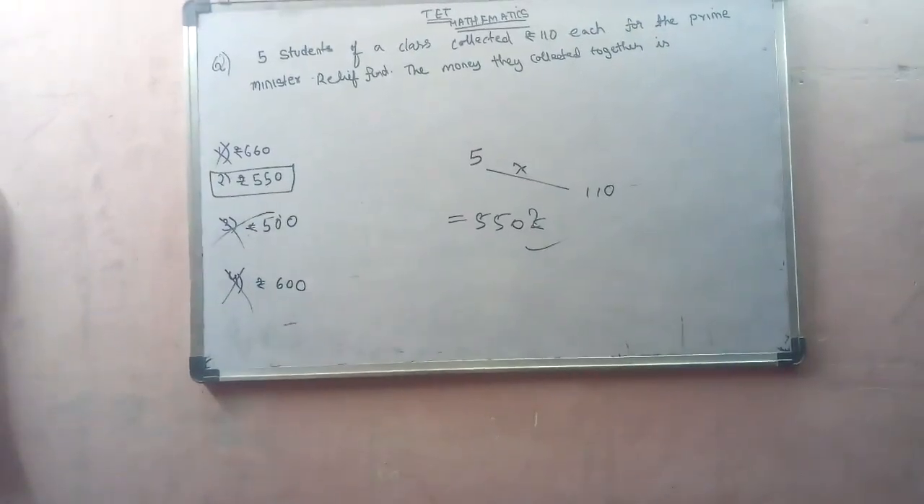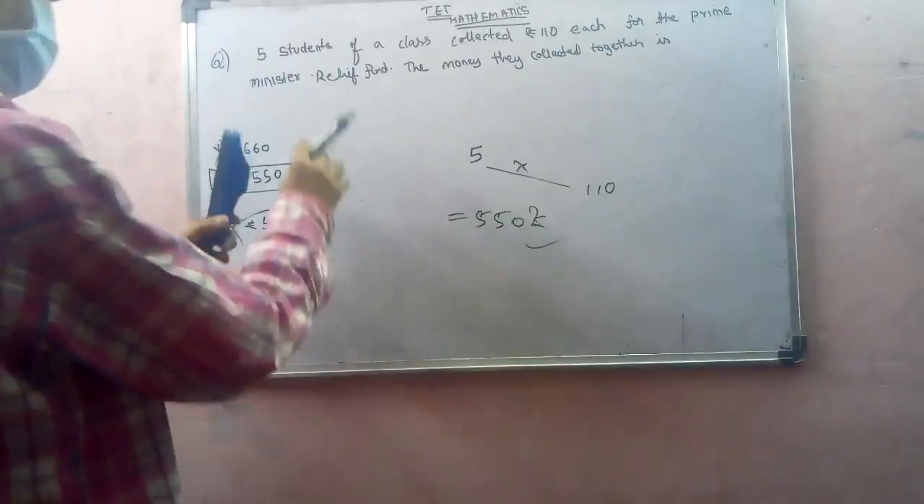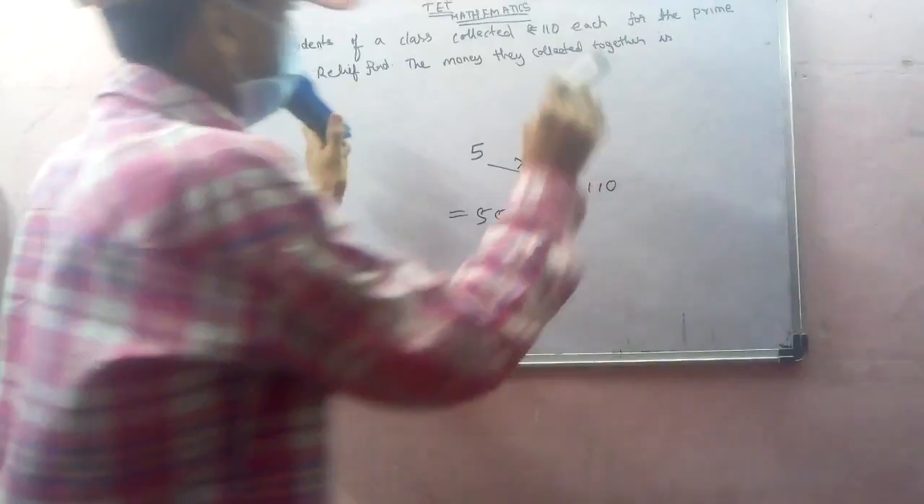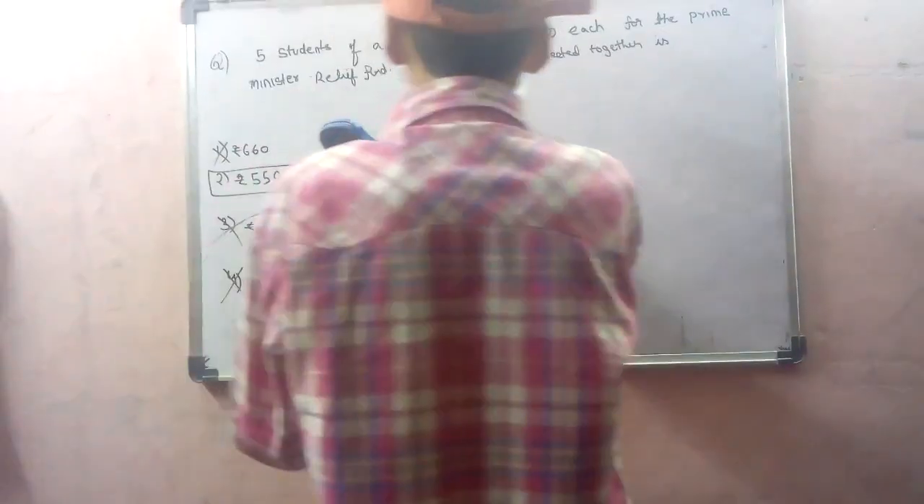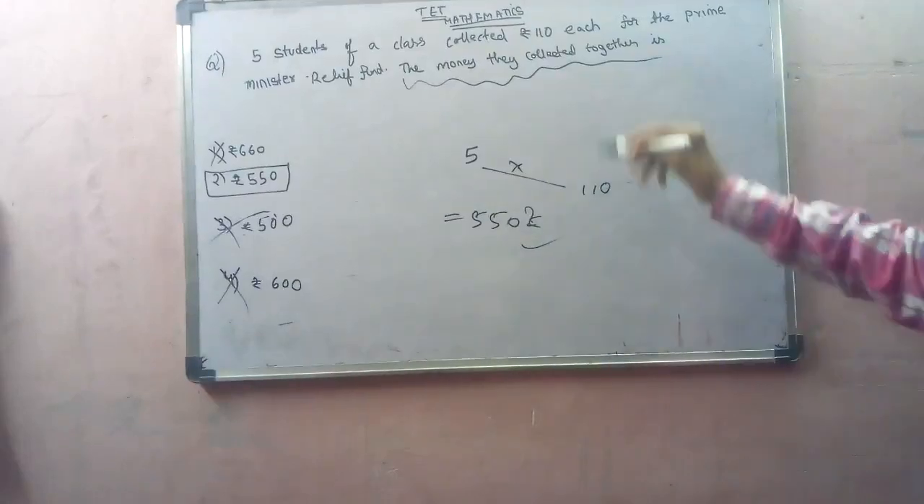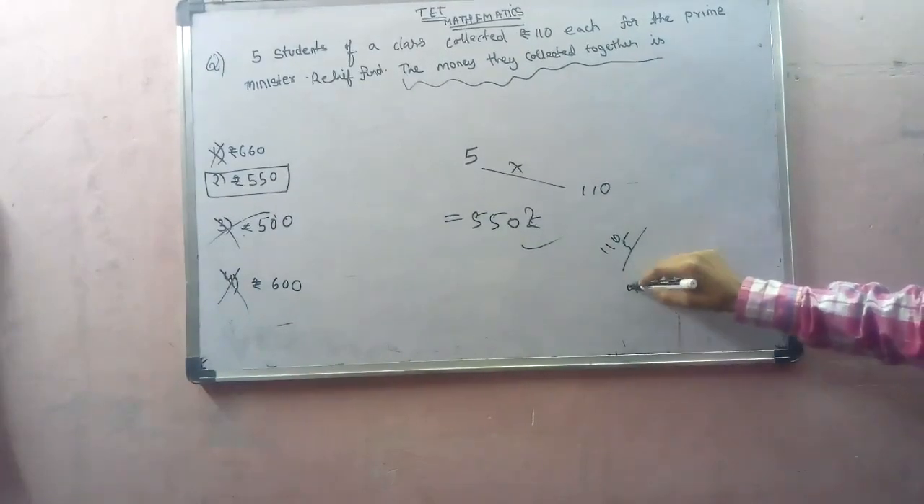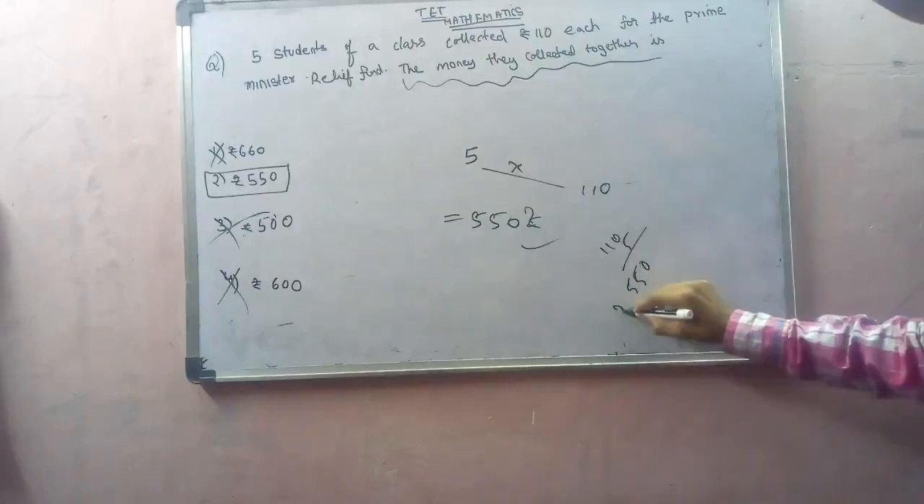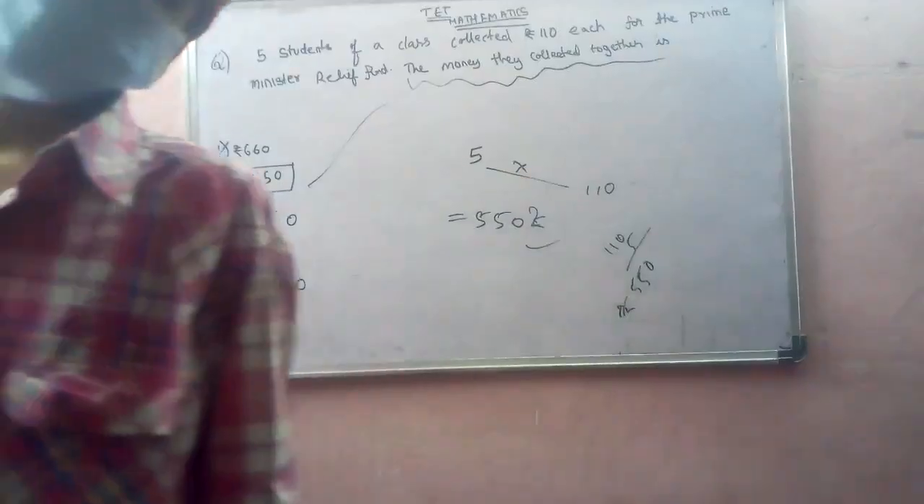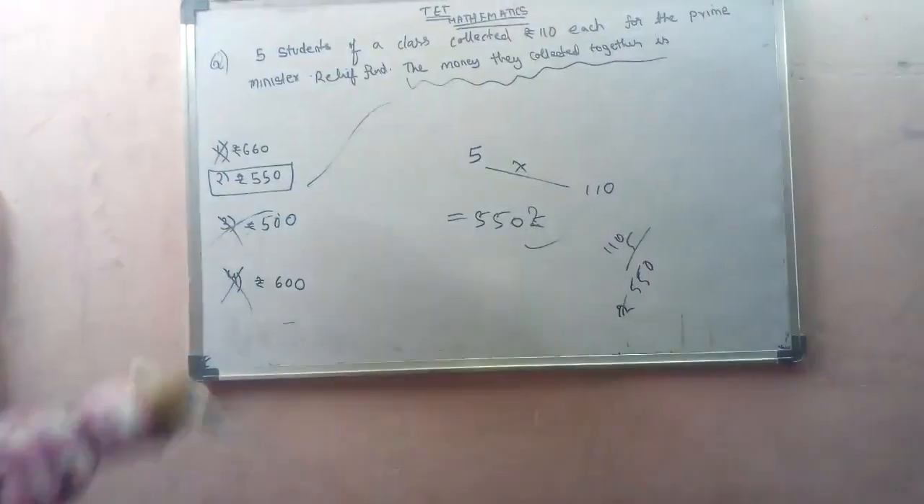See, once again I am explaining. 5 students. They are telling the money they collected together. That's why I multiply 110 into 5. And 110 times 5 you will get 550. That's rupees 550 is the correct answer. That is option number B. Option number B. Okay.